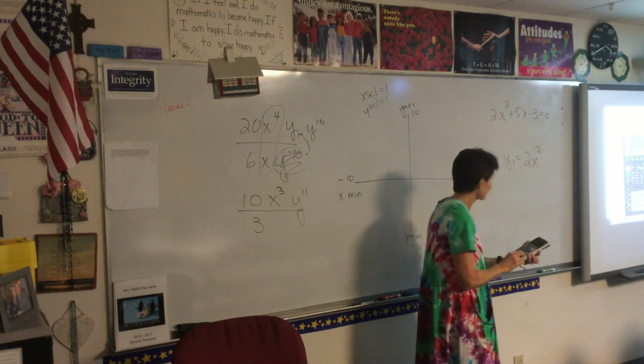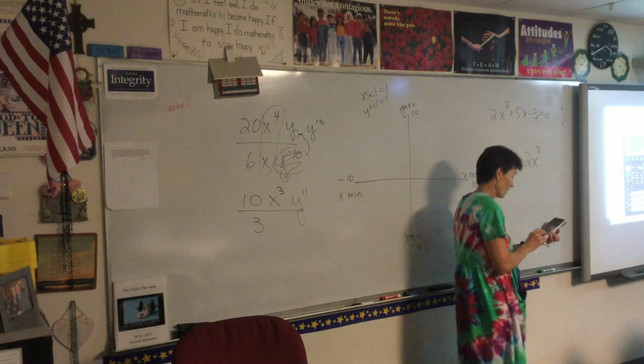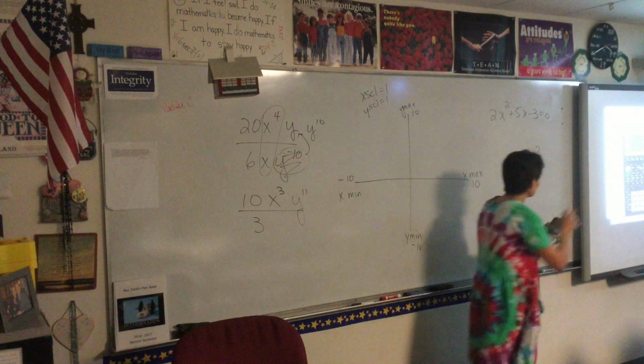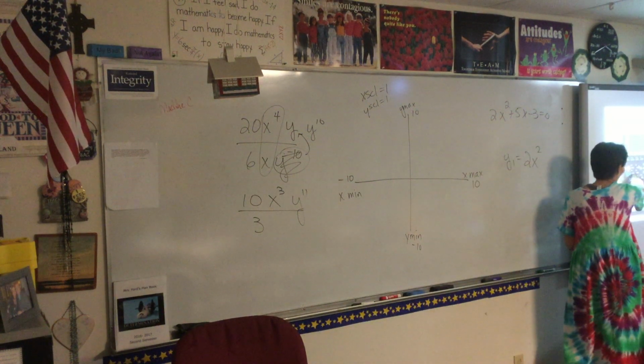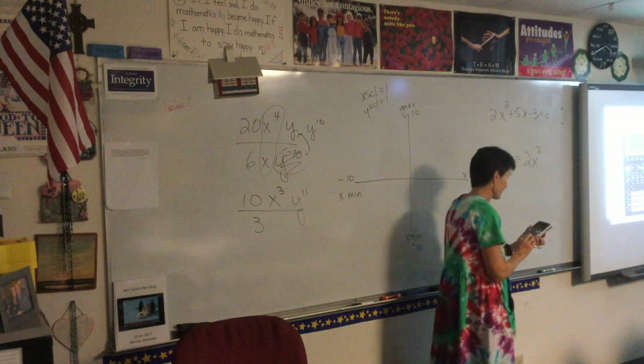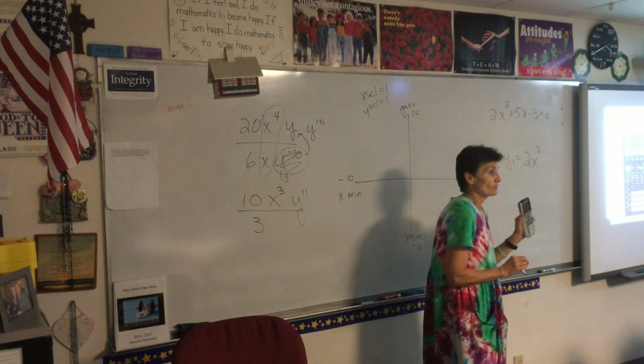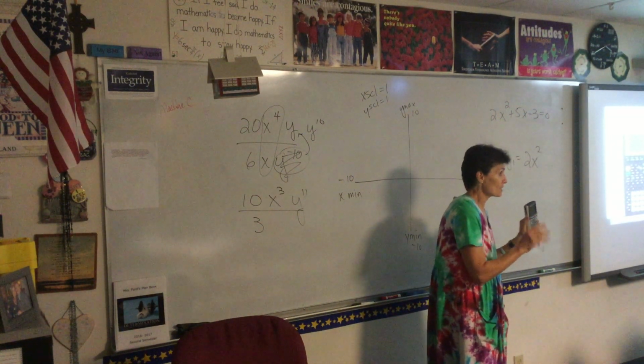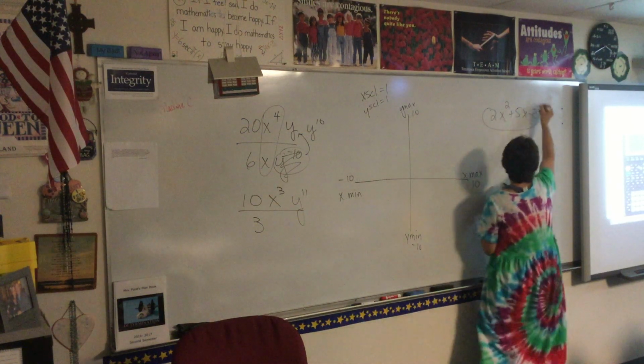All right, then hit plus, because that's what comes next. 5, and then your variable button again, the X button again. And then -3. Okay, no equals, no nothing like that. Just type in this part right here.